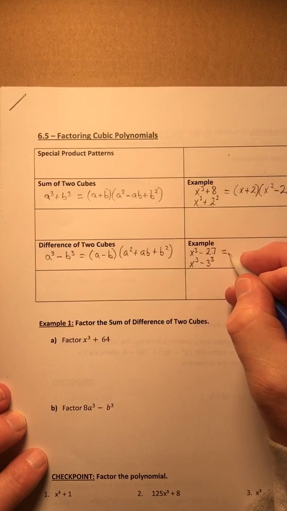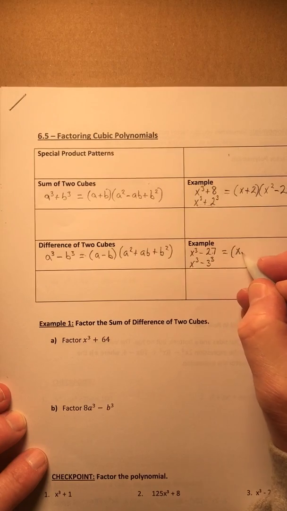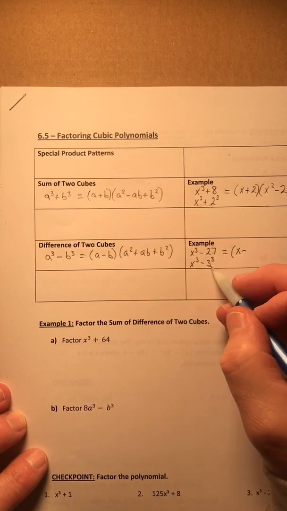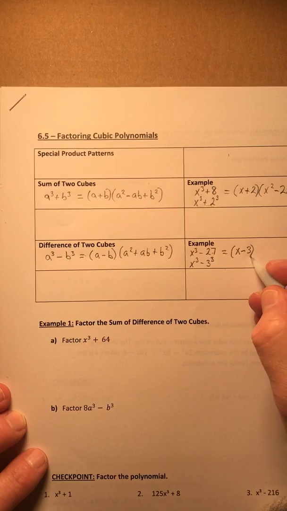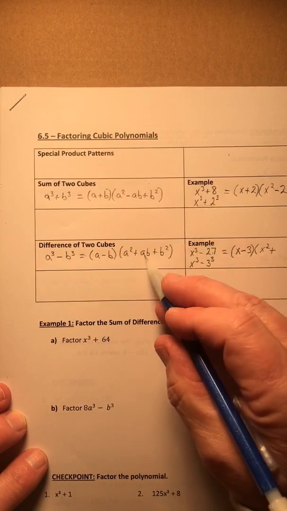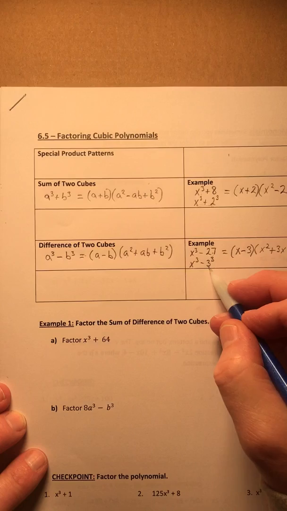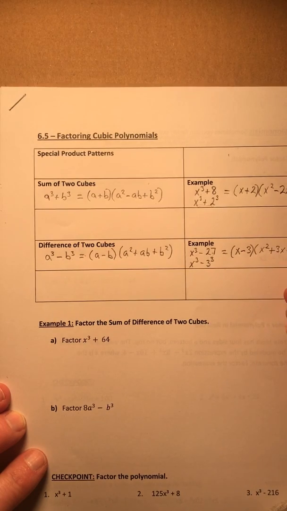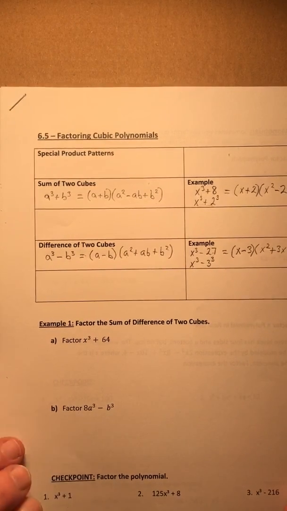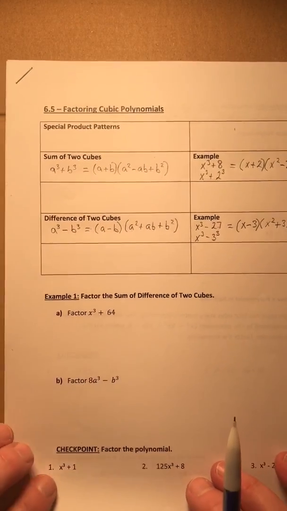Okay? So factoring out again. A is x, so we got A, which is x, minus B, which is 3, so x minus 3, times A squared, so x squared, plus A times B, so x times 3, or 3x, and then plus B squared. So B is 3, 3 squared would be 9. All right? So again, that's what we're doing. We're factoring these out.